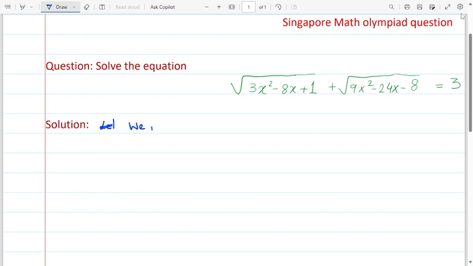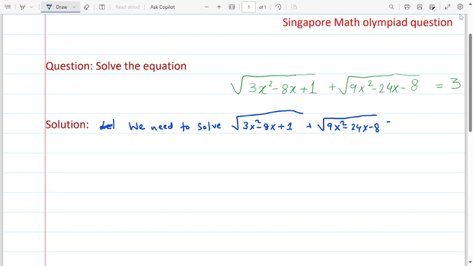We need to solve the square root of 3x square minus 8x plus 1 plus the square root of 9x square minus 24x minus 8 equal to 3. So let's mark this equation as Equation 1.